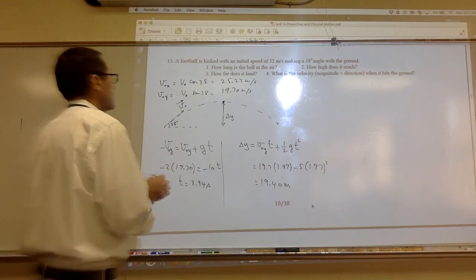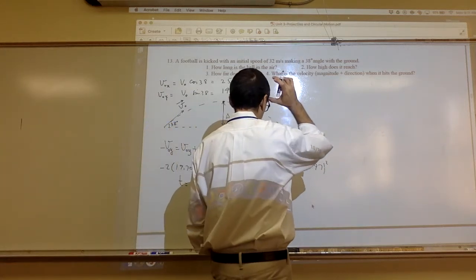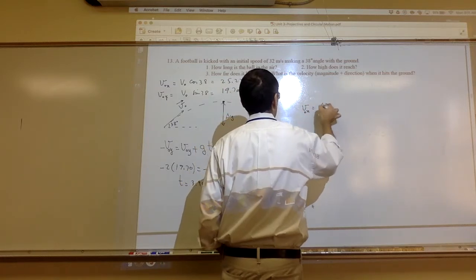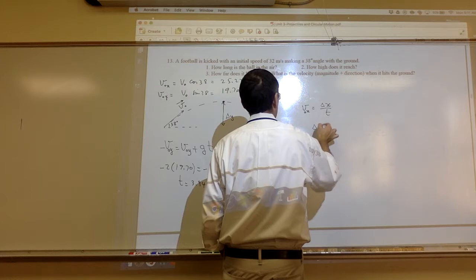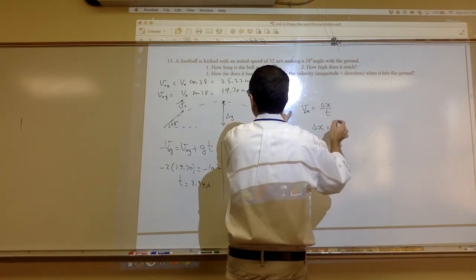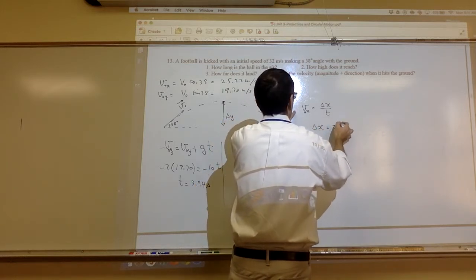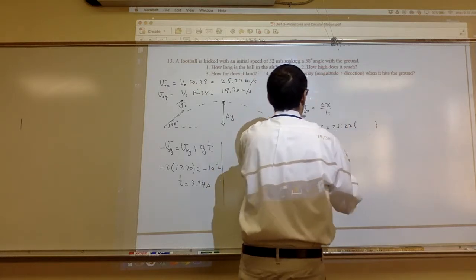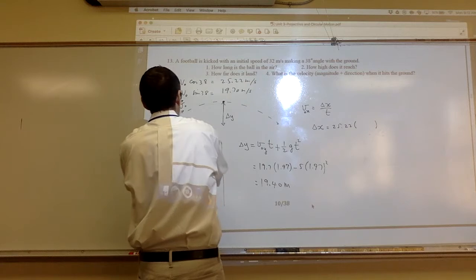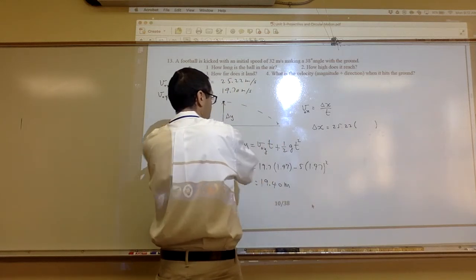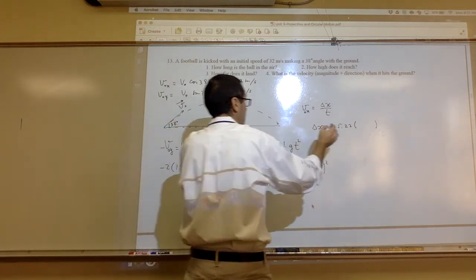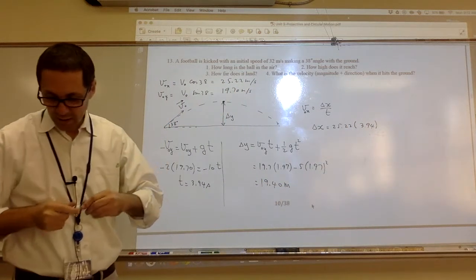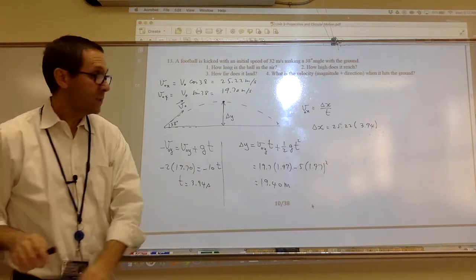How far does it land? So we're trying to find the delta x. Vx, or V0x, that doesn't change, is delta x over time. Delta x equals the initial velocity in the x direction, or the component of it, 25.22 times the time. Now when it comes to the time, you're trying to figure out the time it takes to cover this whole distance. So that's not just half the time, it's the whole thing. 3.94, and you should get an answer of 99.37.